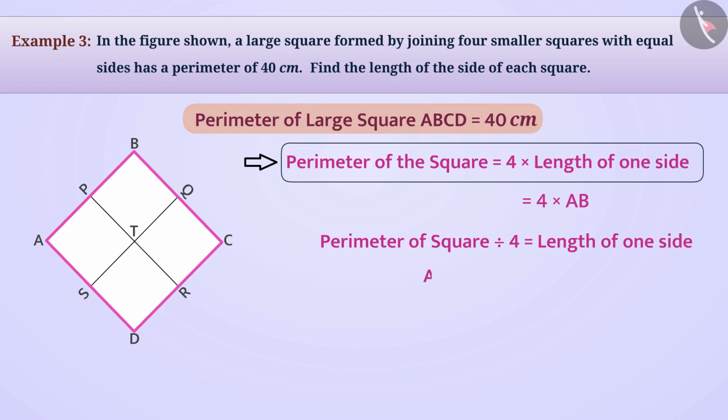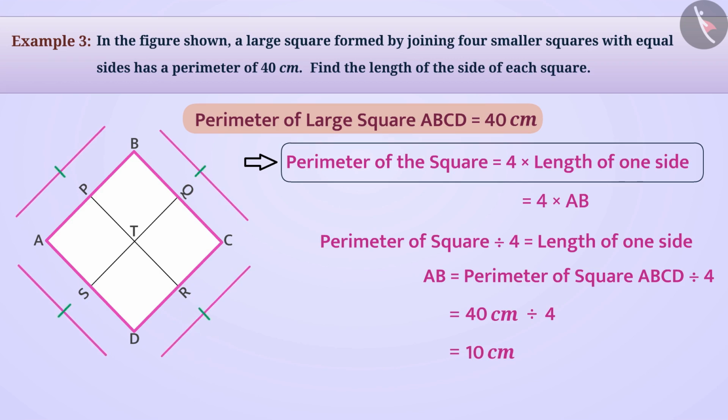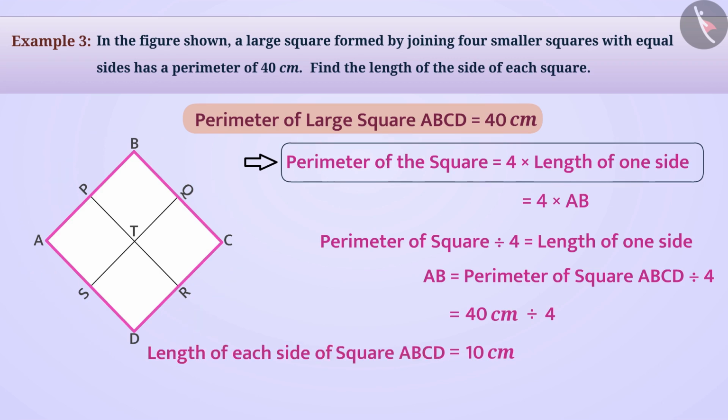That is, AB is equal to the perimeter of square ABCD divided by 4, which is equal to 40 cm divided by 4, which is equal to 10 cm. The length of each side of the square is the same. Therefore, the length of each side of square ABCD will be 10 cm.